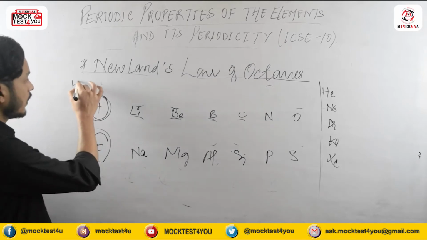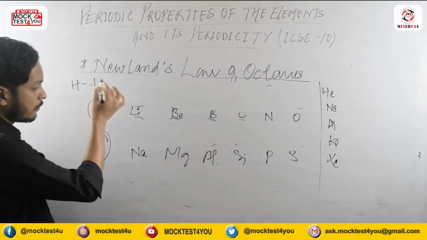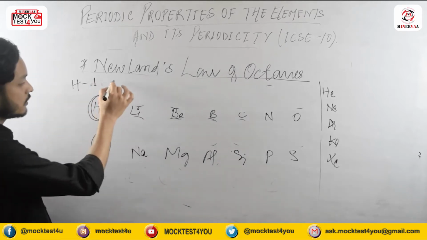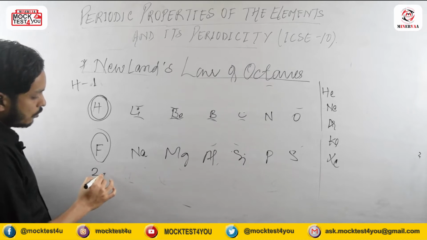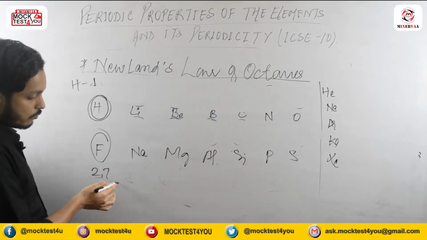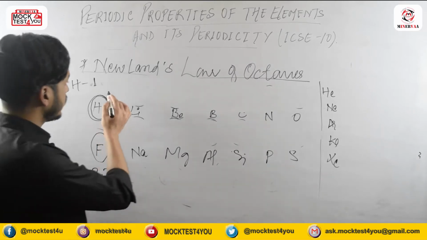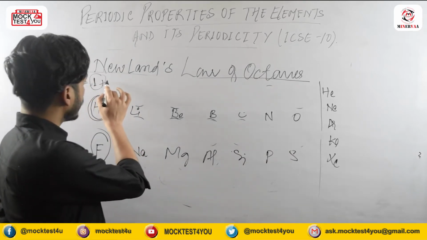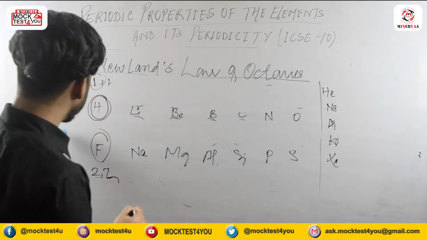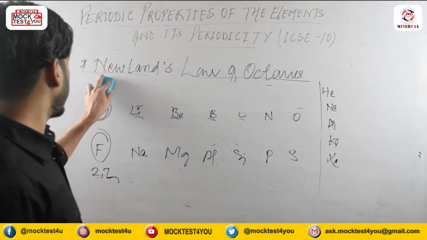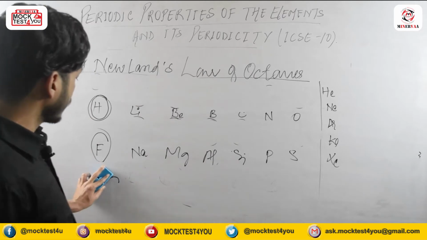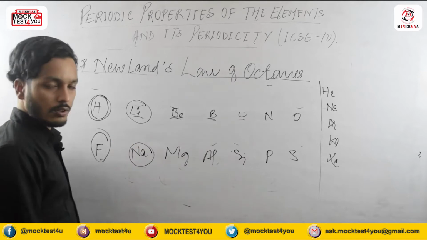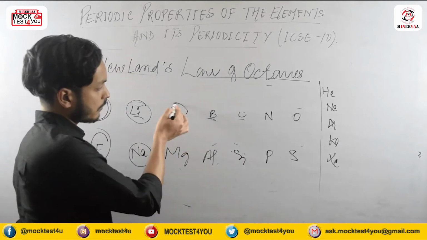If you see the electronic configuration of hydrogen, it is 1, and for fluorine we can write 2 and 7. So fluorine needs 1 electron to complete its octet, and hydrogen needs 1 electron to complete its doublet. In this way we can say that hydrogen and fluorine both have the same chemical property, as do lithium and sodium. Both of them have a similar chemical property.